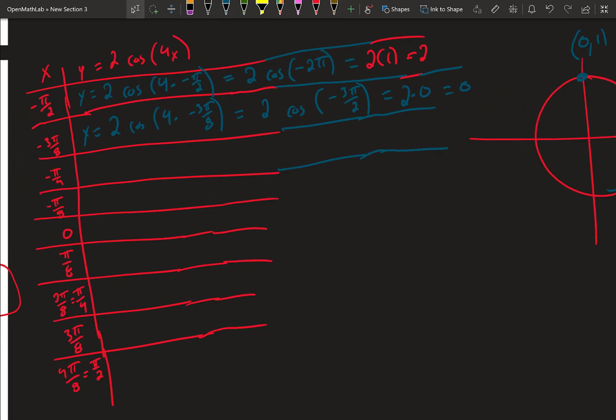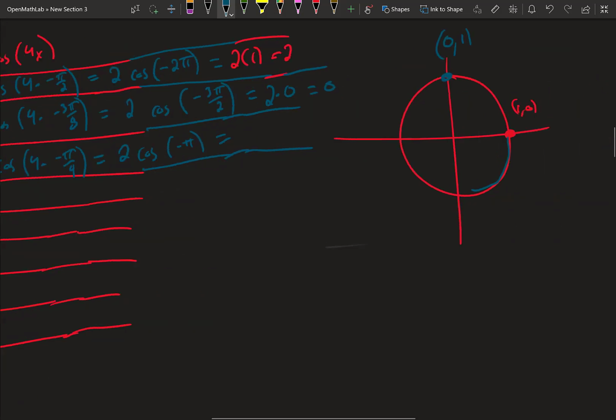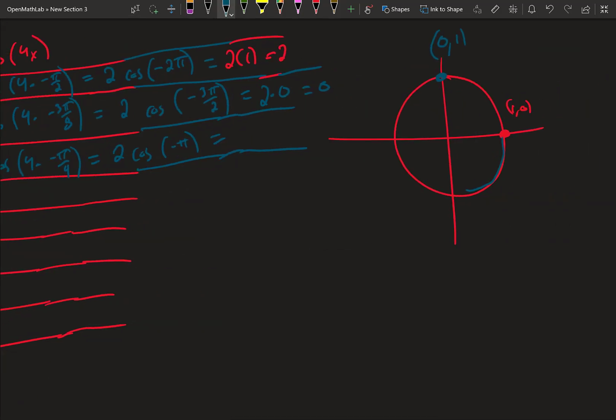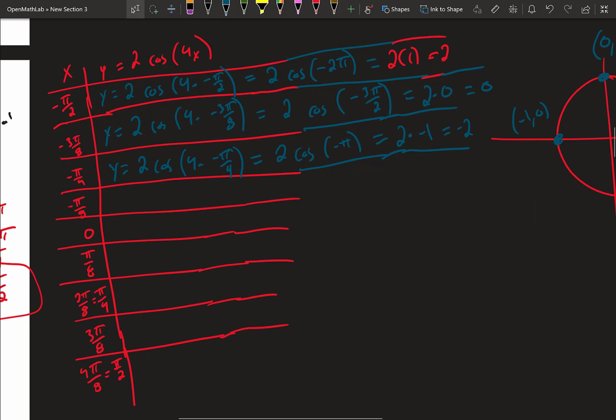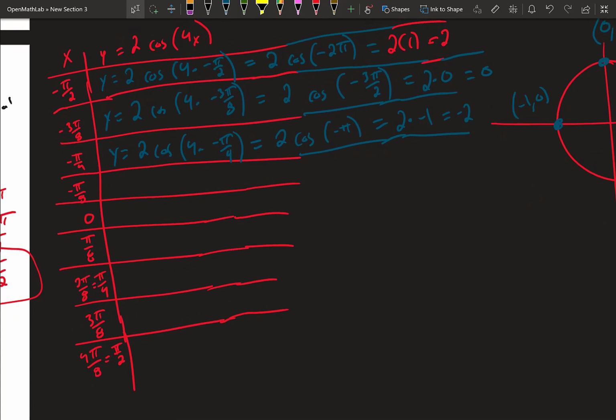And then next we would have y equals 2 times cosine of 4 times negative pi over 4, which is equal to 2 times cosine of negative pi, since 4 times negative pi over 4 would be negative pi. Negative pi would be at the point negative 1, 0. So this would be 2 times negative 1, because cosine is the x-coordinate, so this is equal to negative 2, right? So we can keep going, repeat this process, and fill all these in.